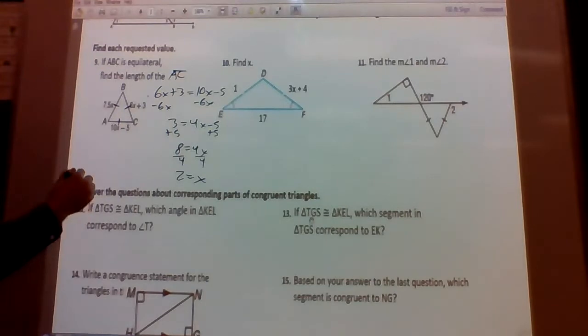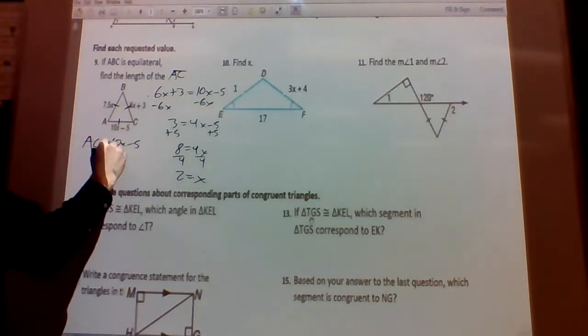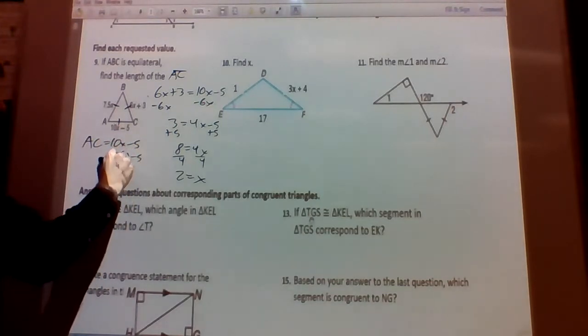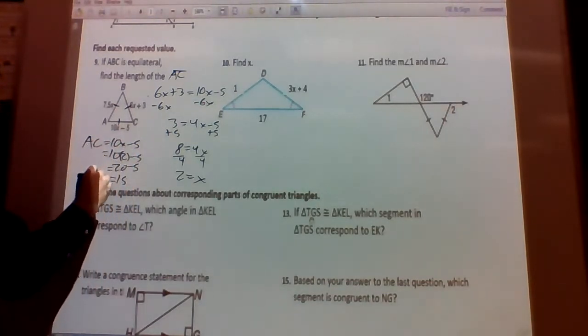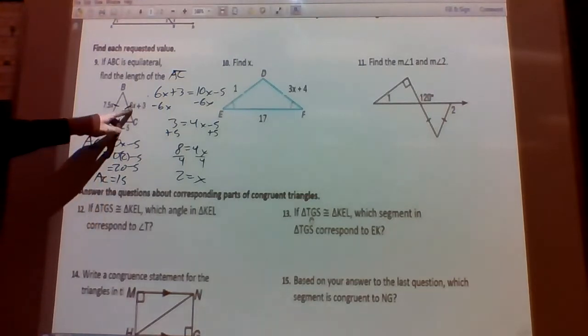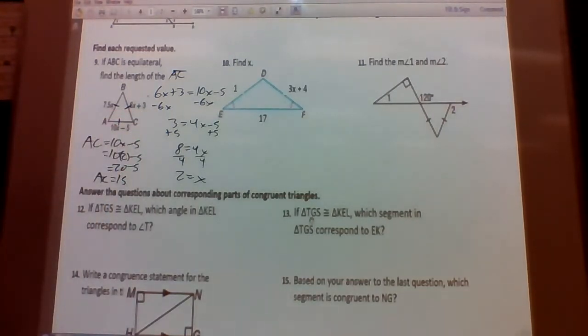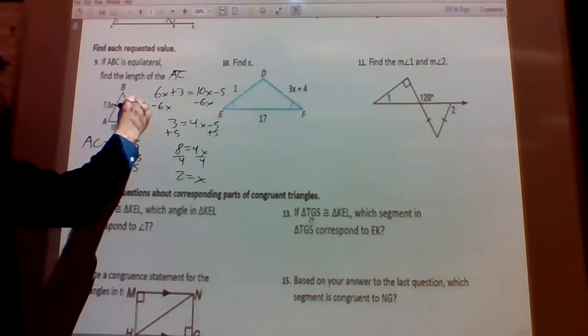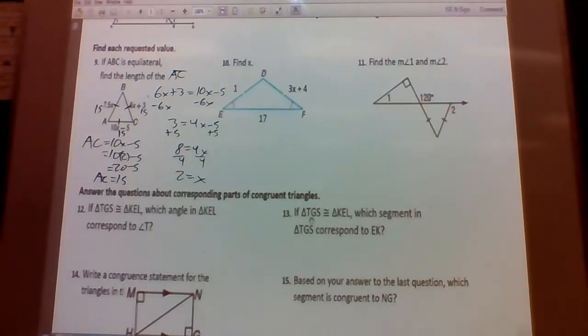So if we want to find AC, we know AC is going to equal 10x minus 5. 10 times 2 minus 5, 20 minus 5 gives us 15. AC is 15, and that better be what all the other sides are. 2 times 6 is 12. 12 plus 3 is 15. 7.5 times 2 is going to be 15 as well. So 15, 15, and 15.